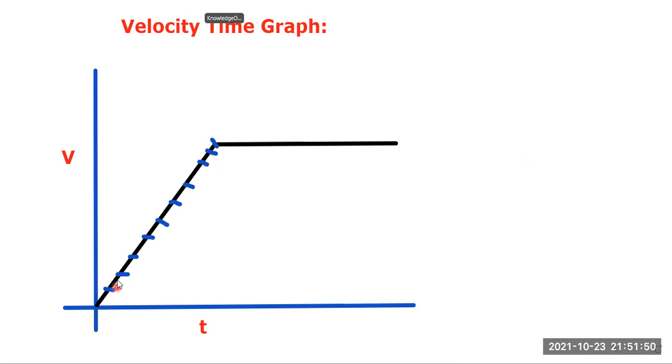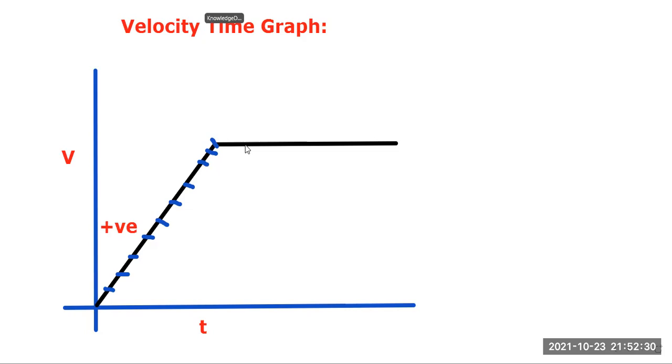So you can see the velocity of the object with time is increasing. Suppose initially it is 0, 5, 7, 10, 15, 20, 25, 30, 35, 40. So increase in velocity is called positive acceleration. So we know that this portion of the graph represents positive acceleration.